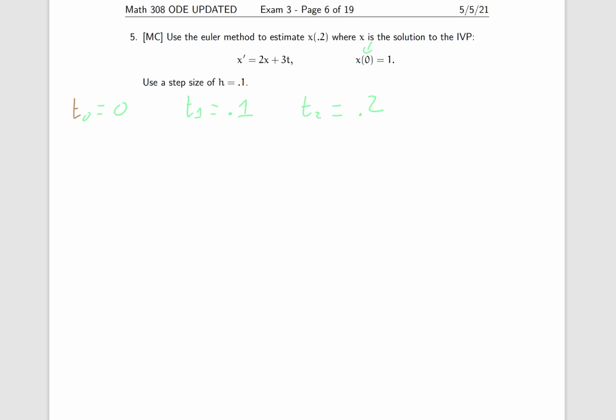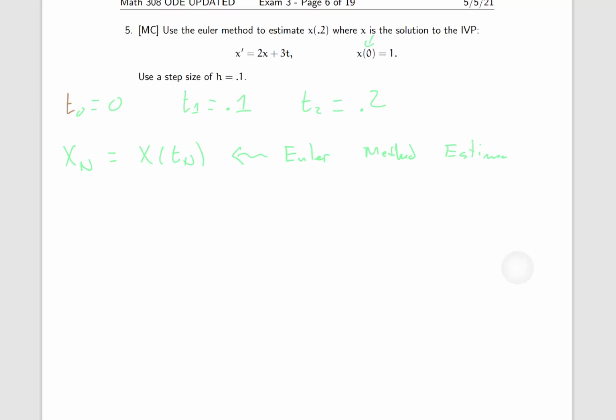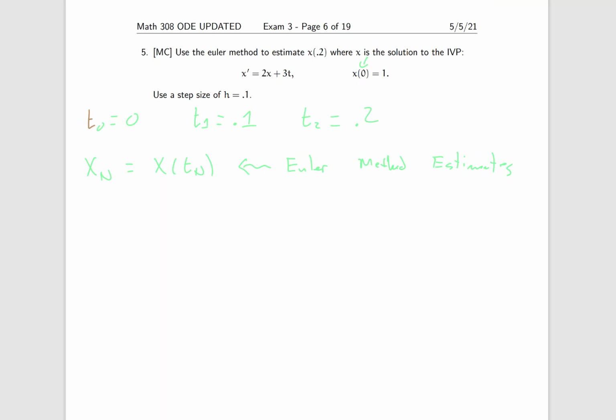Okay, and so x_n is going to be whatever we get when we estimate, or actually x_n is sort of defined to be x of t_n, and it's the Euler method that estimates this. Really how a lot of people would say this is that x_n is approximately equal to x of t_n. x of t_n would be the actual thing, and x_n is the approximate solution.